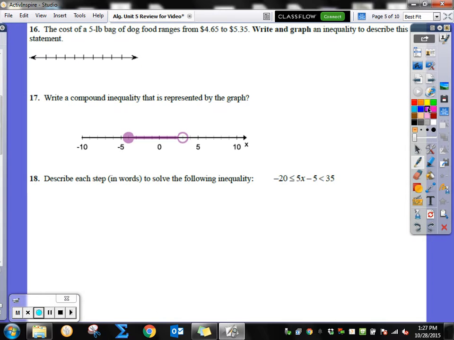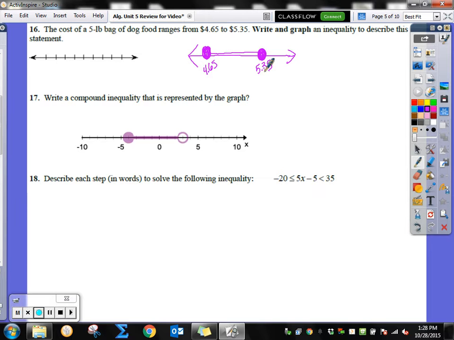So 16 says the cost of a 5-pound bag of dog food ranges from $4.65 to $5.35. Write and graph an inequality to describe this. Well, if we are going on a number line, and I drew my own, you can use that one. So we're going from $4.65 up to $5.35. So since it ranges from those prices, we can include those prices. So it can be anywhere from $4.65 all the way up to $5.35. So that's what our graph would look like.